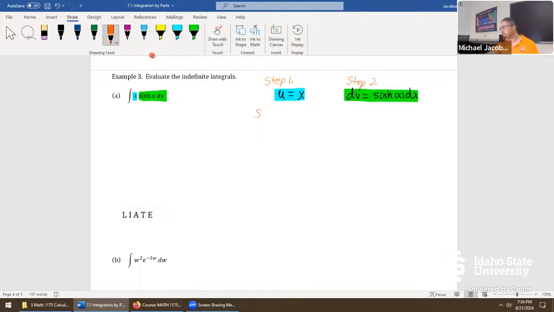Step 3, we need a differential. So in this column, if your u is x, du is going to be the derivative of x, which is 1, multiplying dx. I would just write that in as dx like that. If you put in a 1 times dx, that is absolutely factually correct as well. But 1 is a constant, so it can simplify algebraically to just dx. Now we go to step 4.